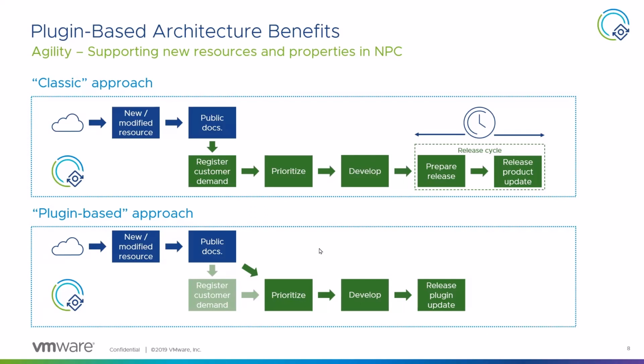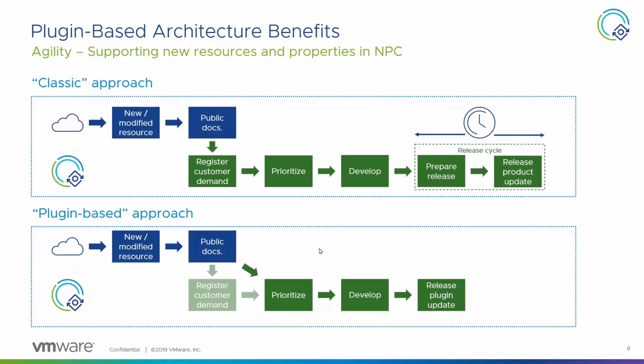whether this is something that customers have demand for. And then we have to go through our development lifecycle to prioritize and develop the support for this new object or modified resource, and go through release cycles to prepare the release of Aria Automation and then release a product update that supports that new or modified resource that was released by the cloud provider.